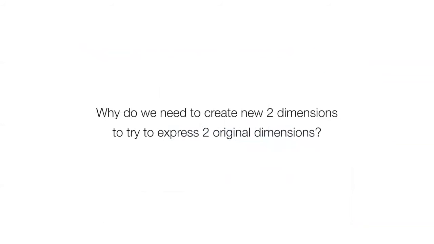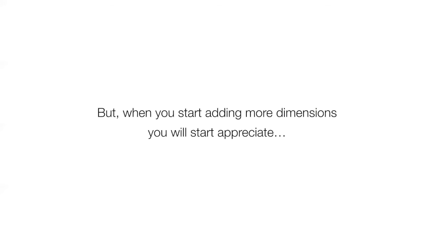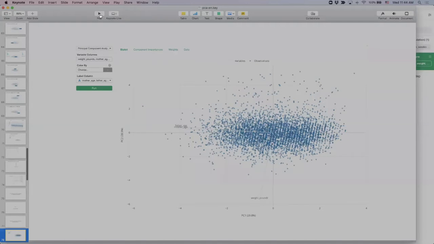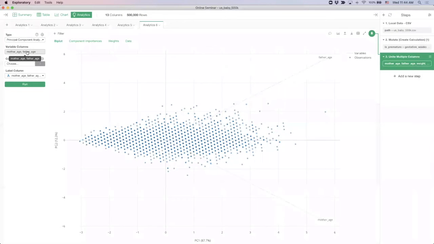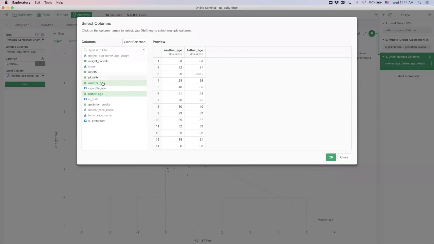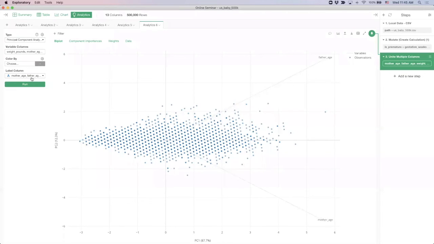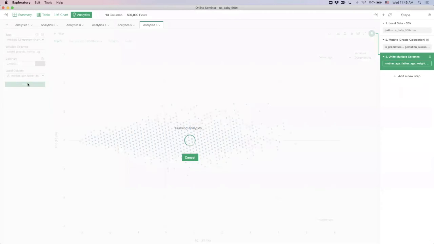Now, let's add more dimensions. So here I added the weight dimension, or sorry, the variable. Then it gets even more interesting. So here in the variable columns, I'm going to add the weight pound, and run it.